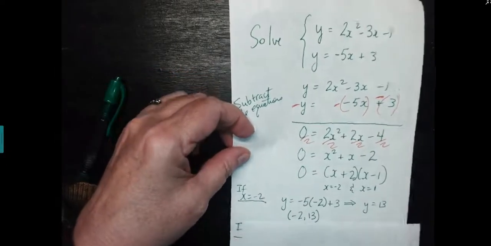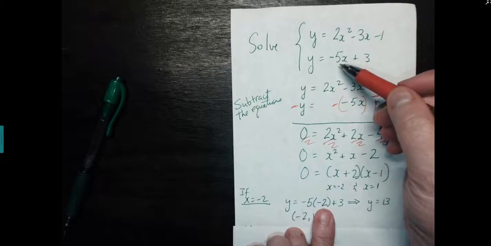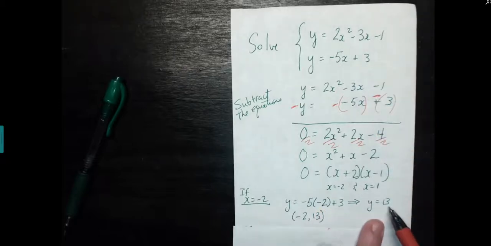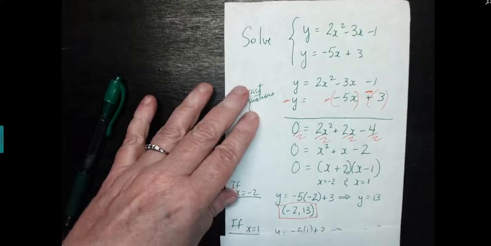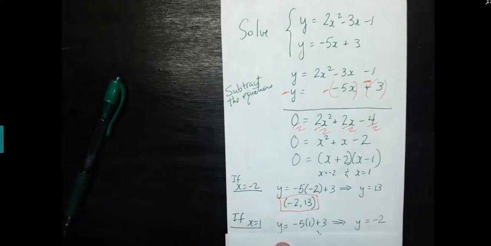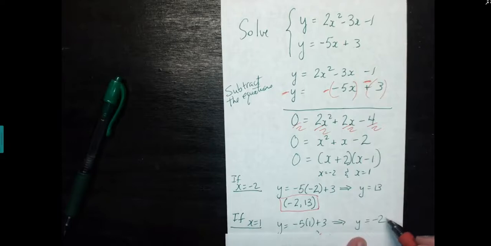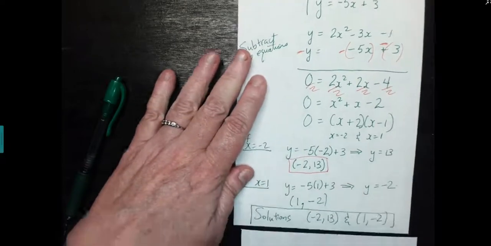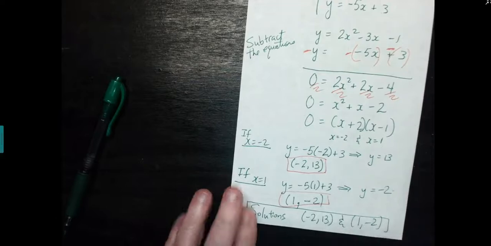Well, if x is negative 2, then I'm going to come back up here and plug negative 2 into this equation. And I get y is 13, so I get a solution. And if x is 1, I go back up to this equation and plug in 1, and I get a solution there. And be careful, so I'll have that. So we have 2 solutions for that.